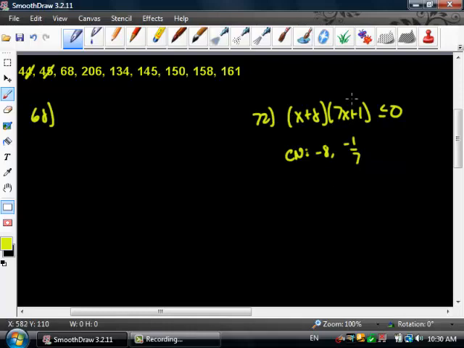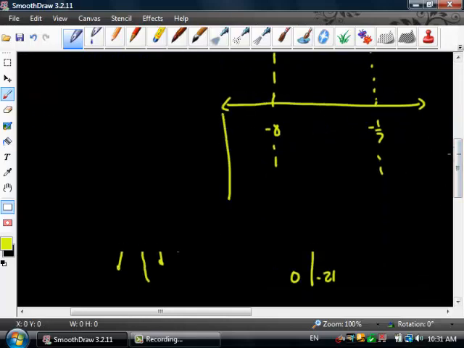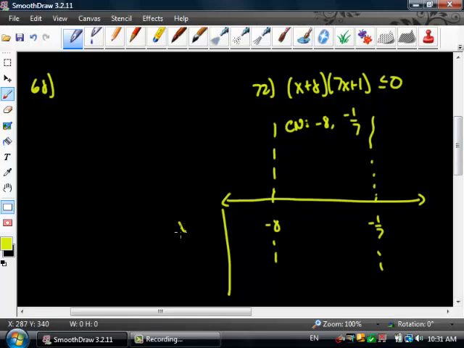How do you get -1/7? That was done through 7x plus 1 equals 0, and then subtract 1, and then divide by 7. Okay, cool. So now I put these into a number line. So -8 is on the left, -1/7 is on the right. I partition it, and then I draw my two functions, which are x plus 8 and then 7x plus 1.